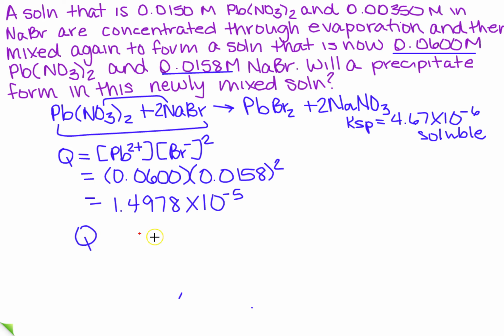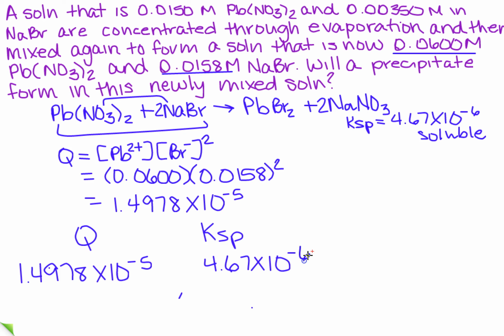So I need to compare Q and Ksp. Here's what I found for Q, 1.4978 times 10 to the minus 5, and then I have the Ksp from previously, which is 4.67 times 10 to the minus 6. Now, how do those relate? If I look at the exponent, this is a minus 5, this is a minus 6, so the Q is greater. And when it's greater, we know that this is a supersaturated solution. So, will a precipitate form from this newly mixed solution? The answer is yes.